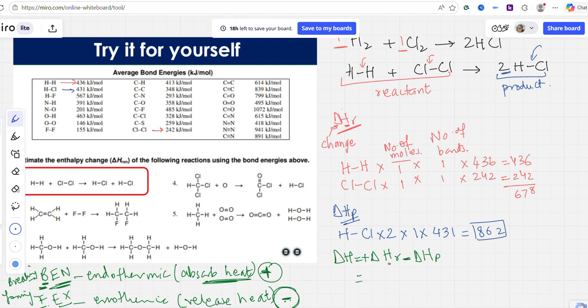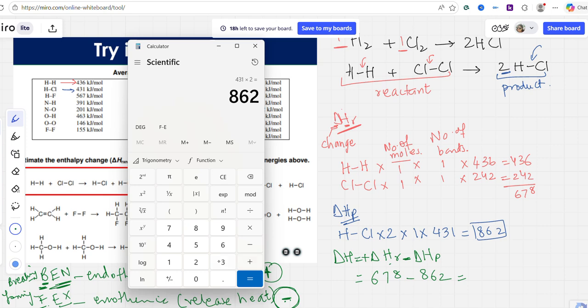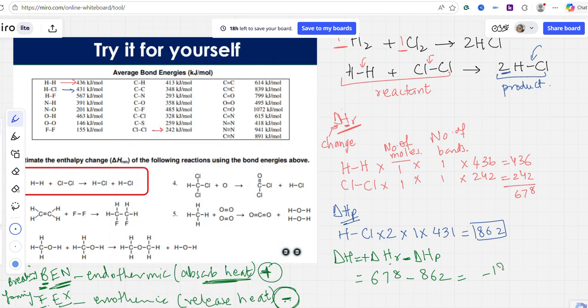Then you will take this value, that is 678, and subtract 862 from it. You put these values in the calculator, and there you go, you get the answer minus 184. And then you take the unit, that is kilojoules per mole, and this is your final answer.